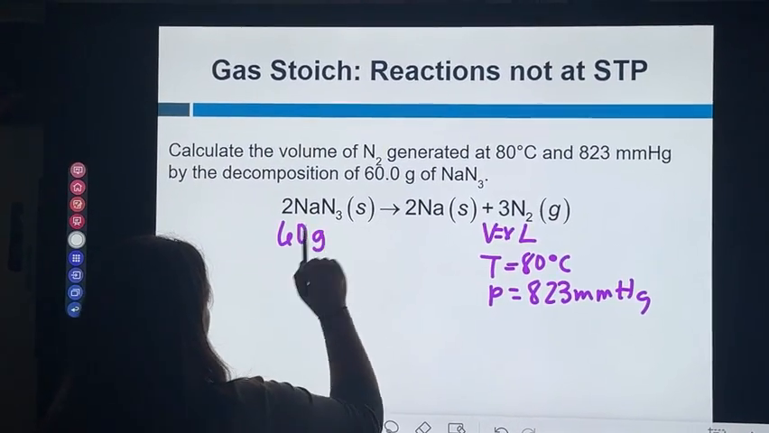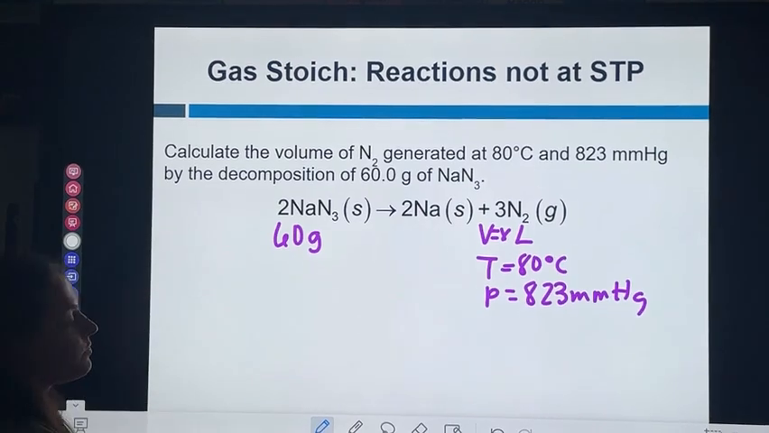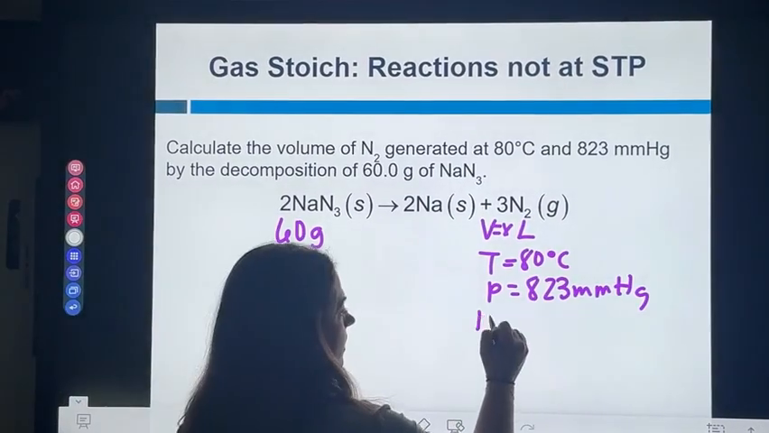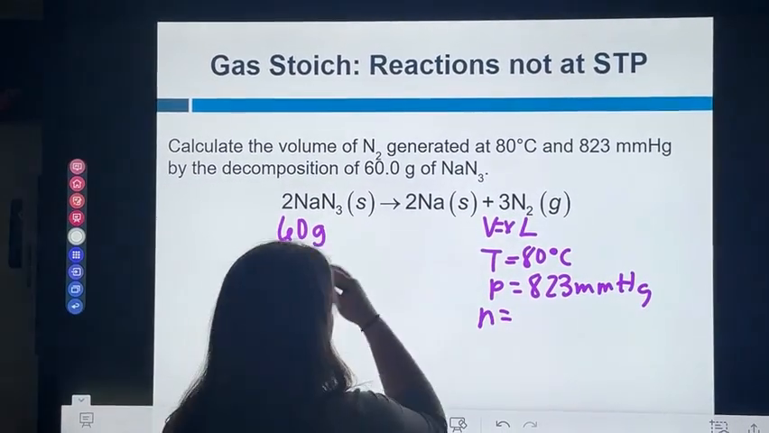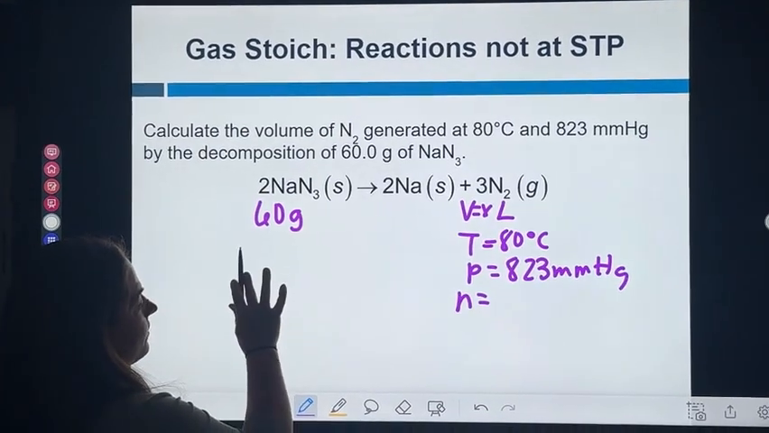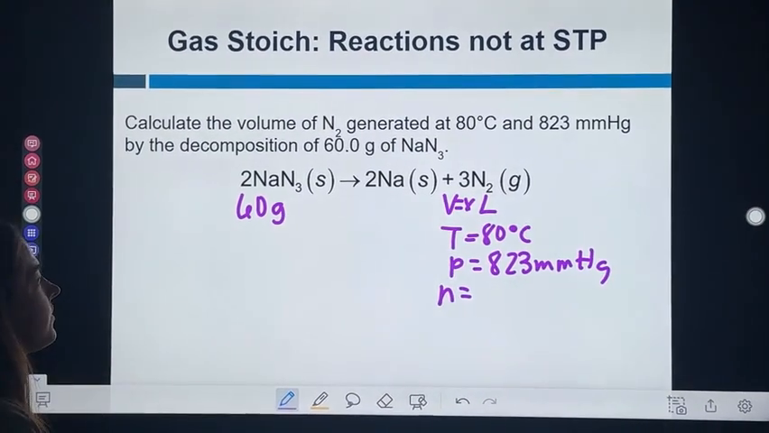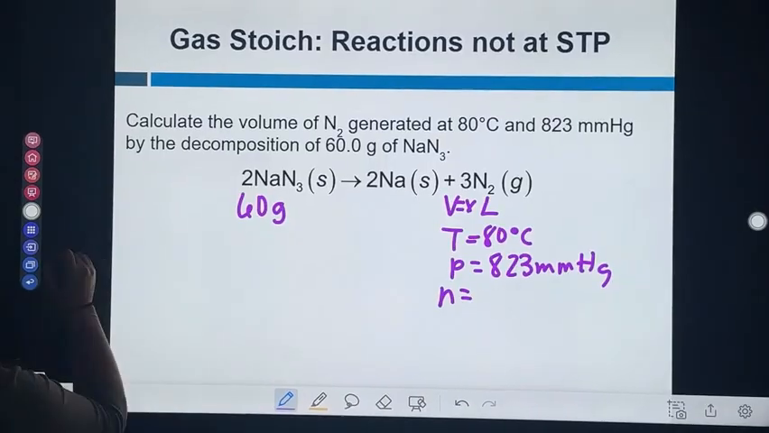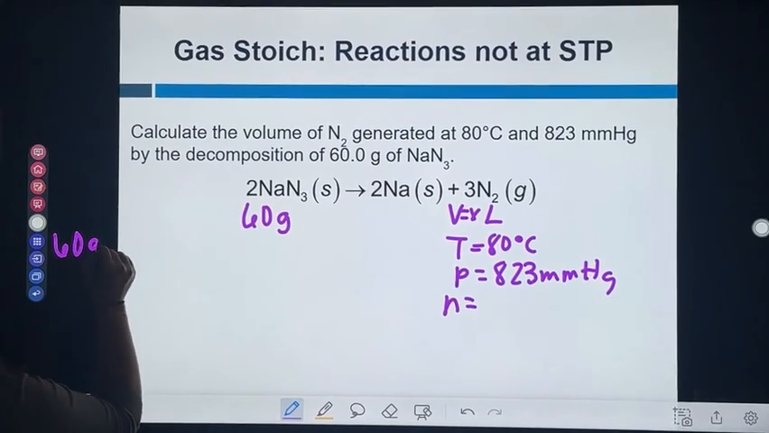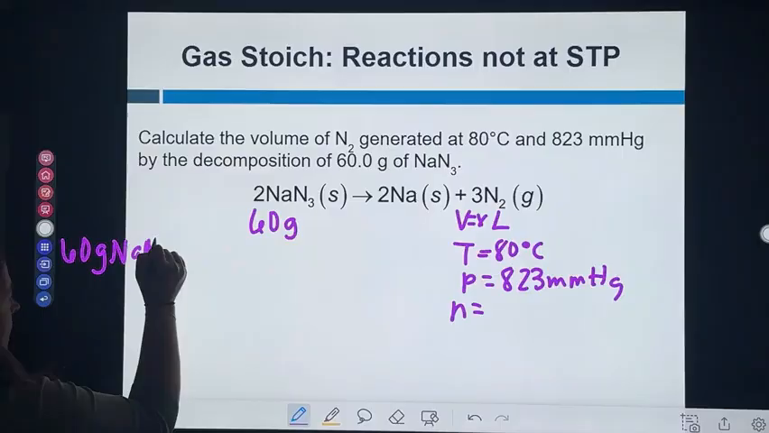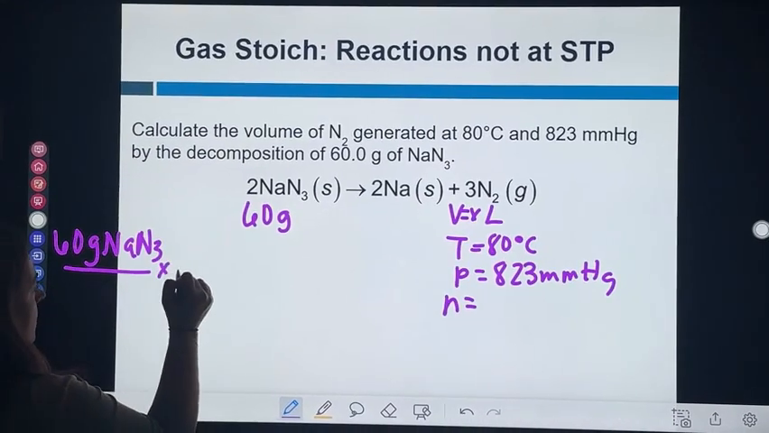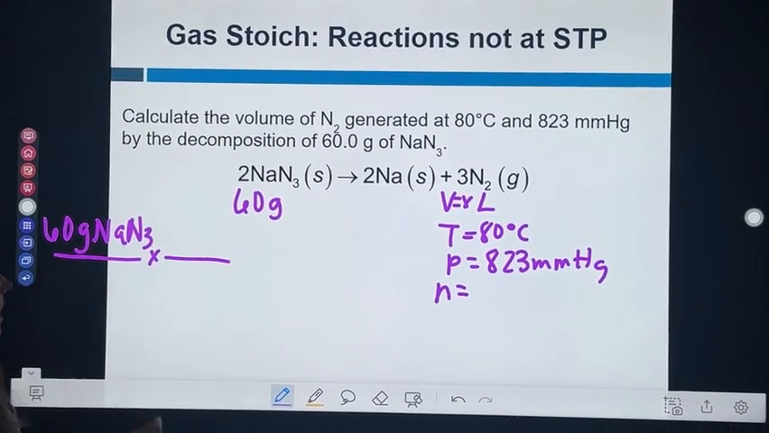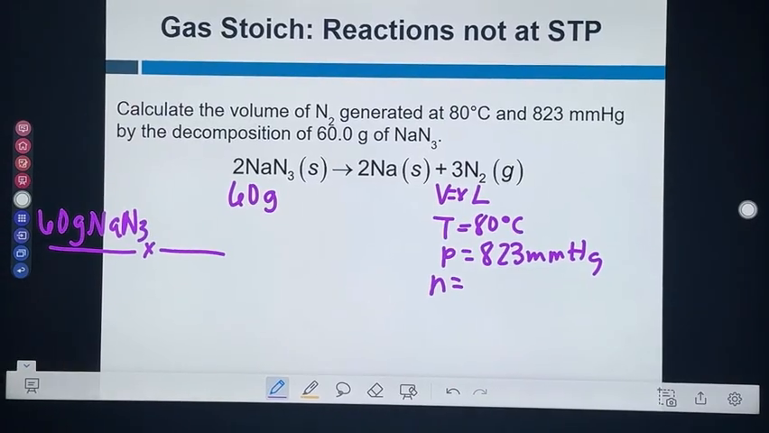And the decomposition is 60 grams of NaN3. Well, we have 60 grams of a different substance. So before we can do the ideal gas law here with our moles, we need to get 60 grams of NaN3 to N2. So we need to convert that over, okay? So I'm going to start with my 60 grams of NaN3. If I have grams at the top here, I need grams at the bottom there.